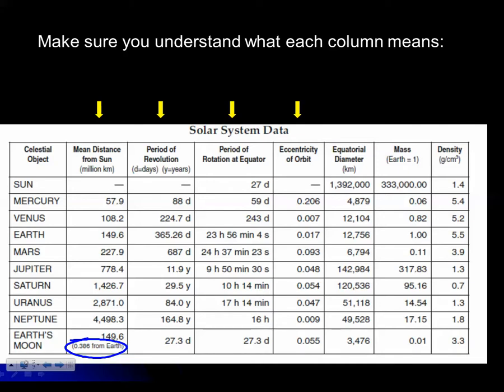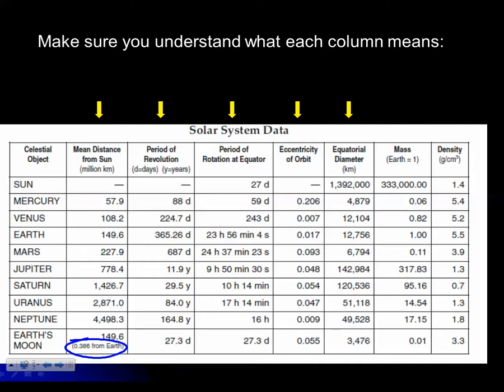Then eccentricity of orbit. And this is something we're going to get to towards the end of this lesson, but it's essentially the shape of the orbit of a planet. Planet orbits have shapes. They're not circular. Equatorial diameter, that's how far across the planet is from one side to the other, right through the equator. It's measured in kilometers compared to the sun. You see the sun's very large compared to the rest.